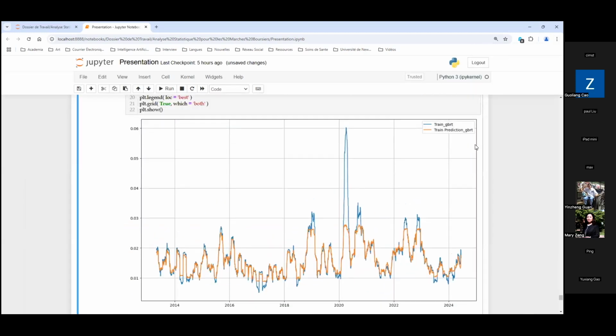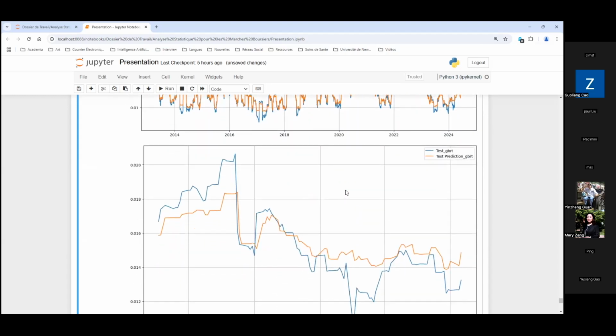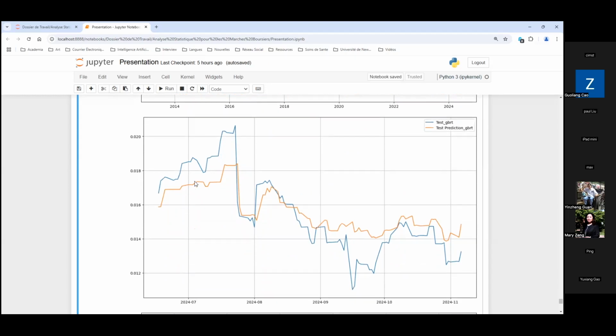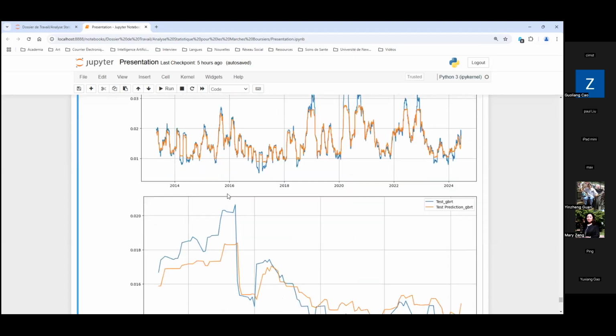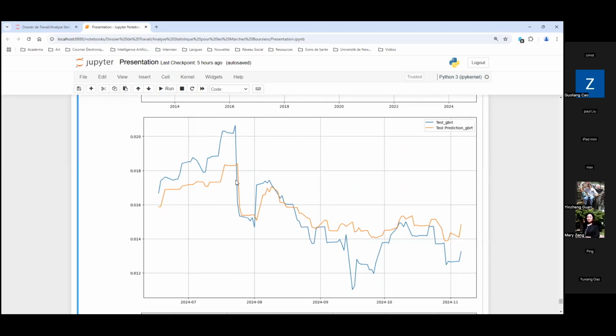So the blue line is the training data, and the orange line is the predicted training data. Basically, this plot tells you that it is an in-sample test, so it should be good, because the training data and the testing data are the same. Then this is the out of sample test, right? So this is using the trained model applied on the data set that is not used for training.